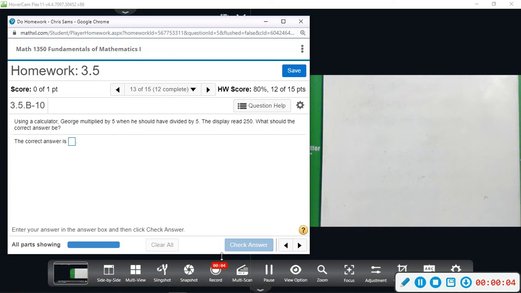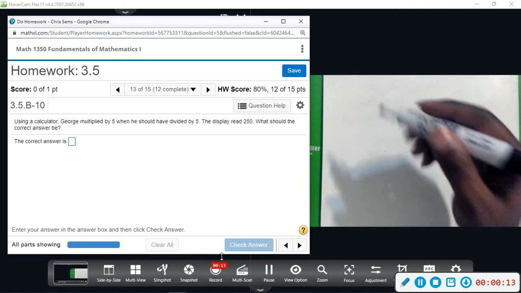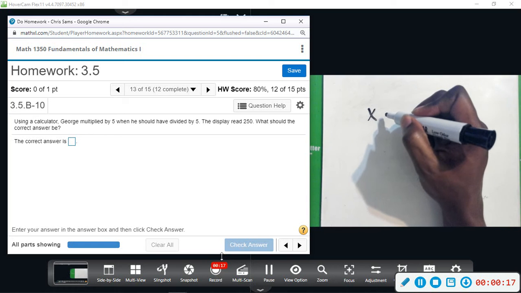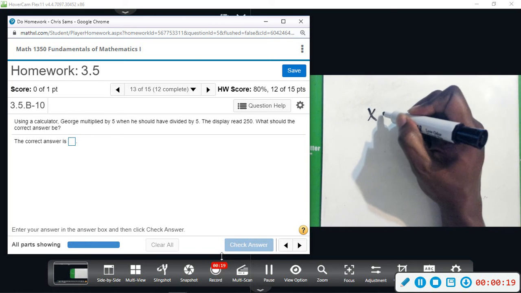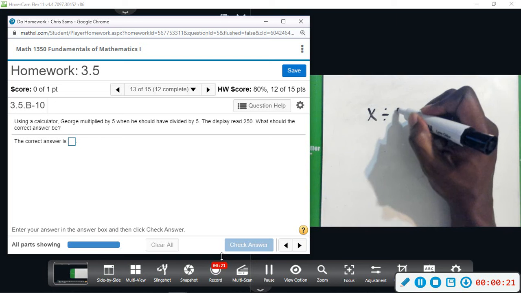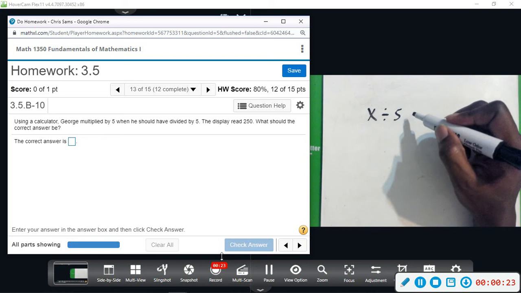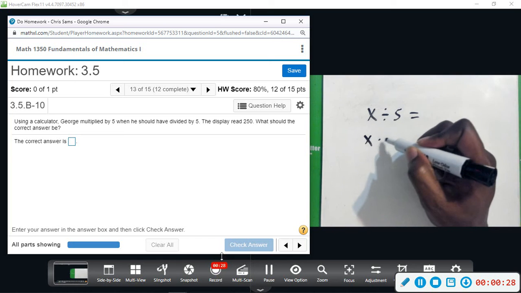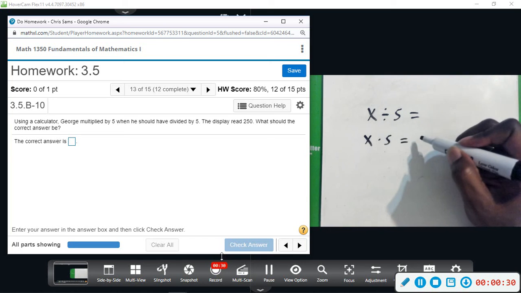Alright, so it says using a calculator, George multiplied by 5 when he should have divided by 5. The display read 250. What should the correct answer be? Okay, so George has some number. We don't know what it was. He should have divided by 5 and got an answer. Instead, he multiplied by 5 and got this.